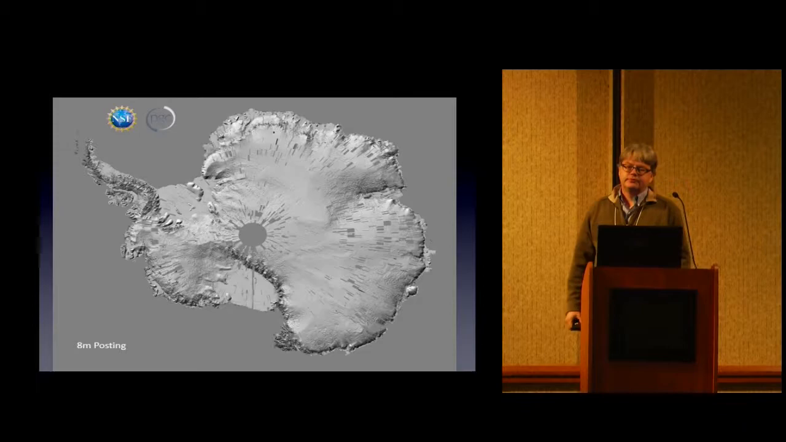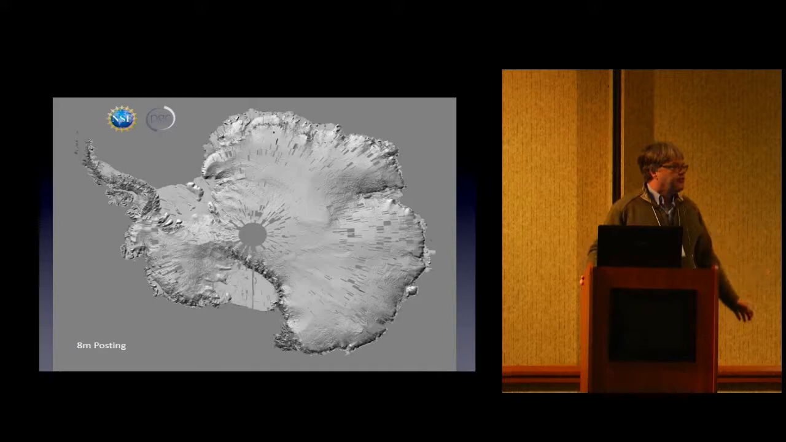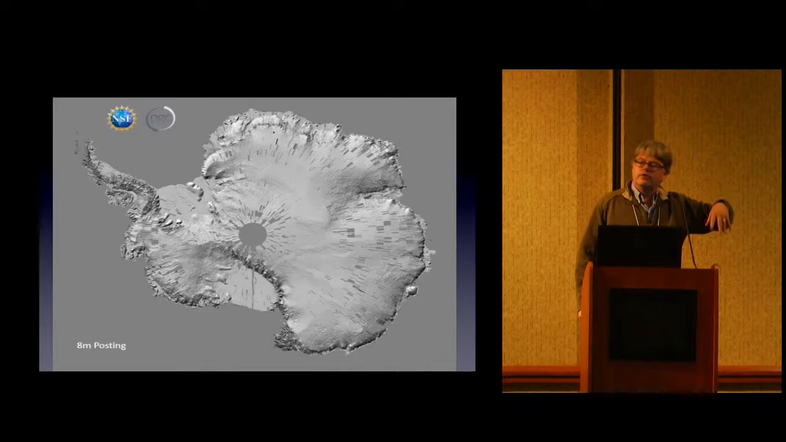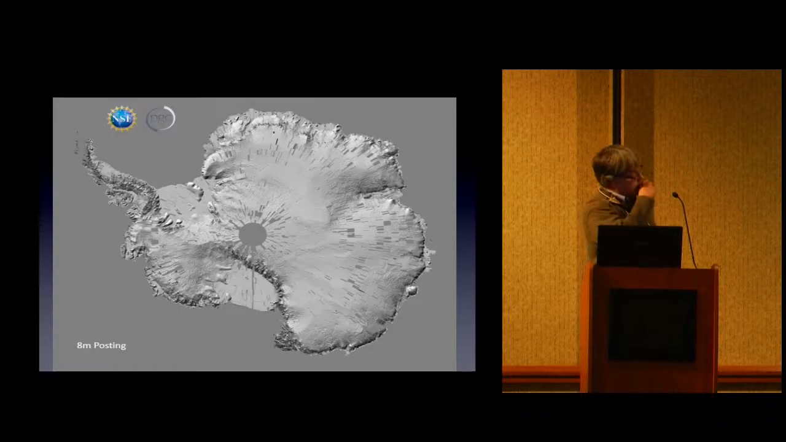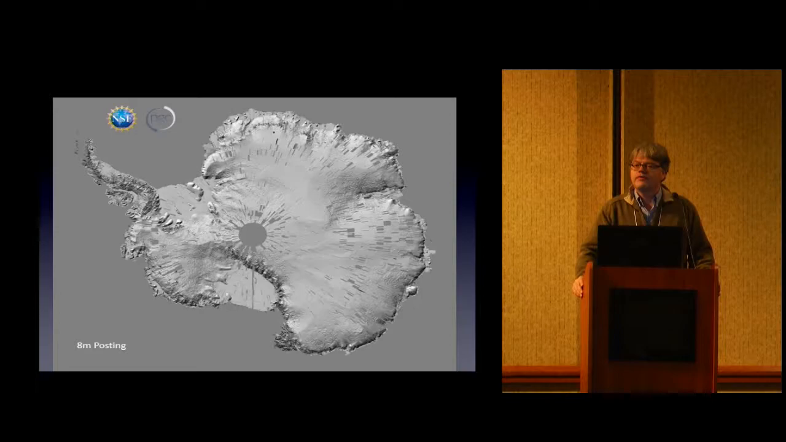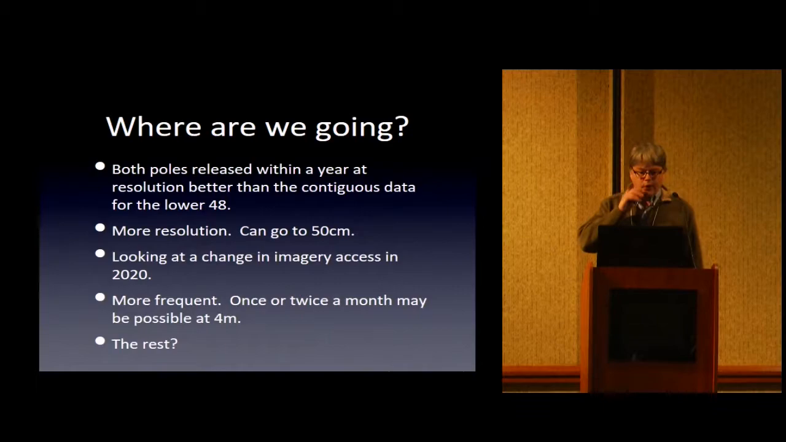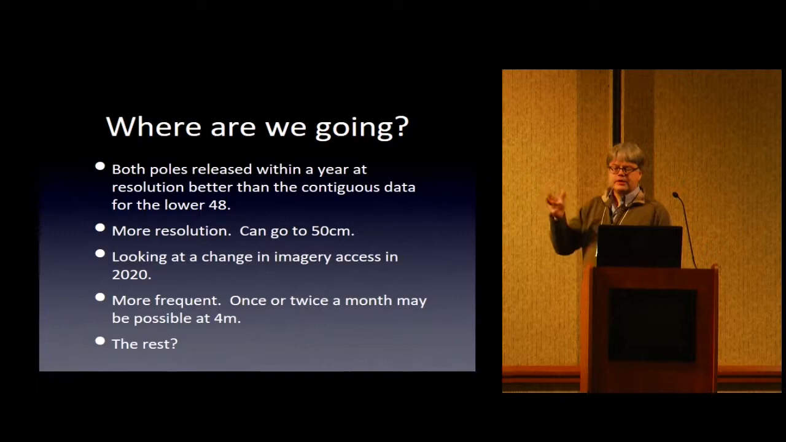And we figured, as long as you're doing one side of the planet, you might as well do the other side. And so not only do we have better data in the Arctic than we do for the western United States, but we've got Antarctica underway. And so one way of thinking of what this team and the Blue Waters Project have achieved is we have topography of 99% of the ice on Earth. Where are we going? Both poles will be released within a year at resolution better than the contiguous lower 48.